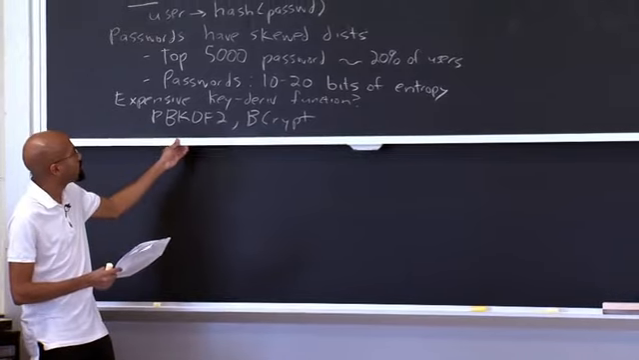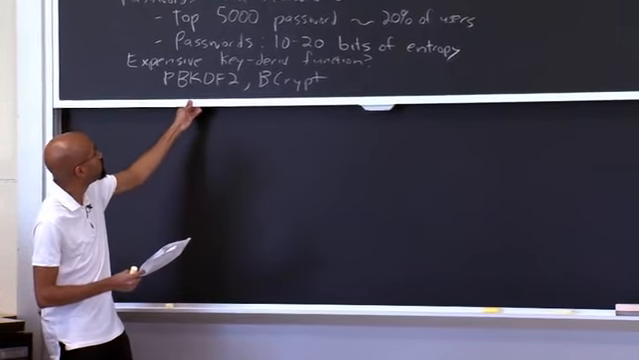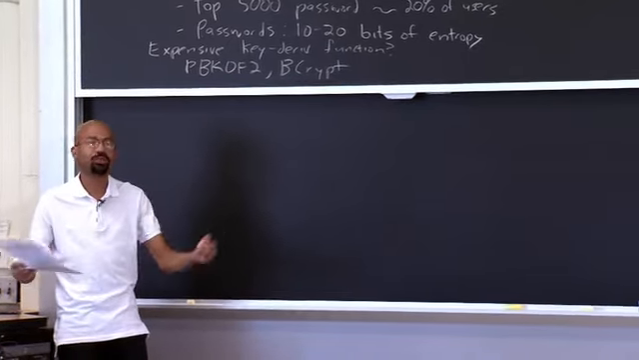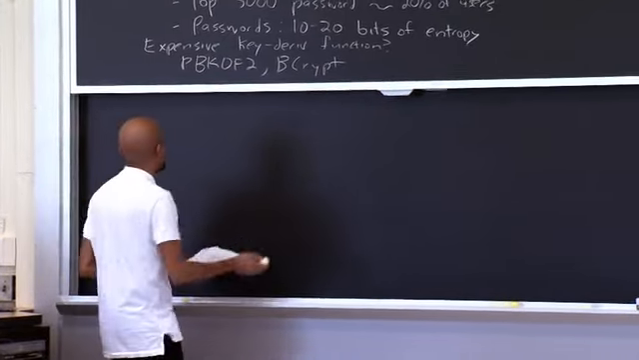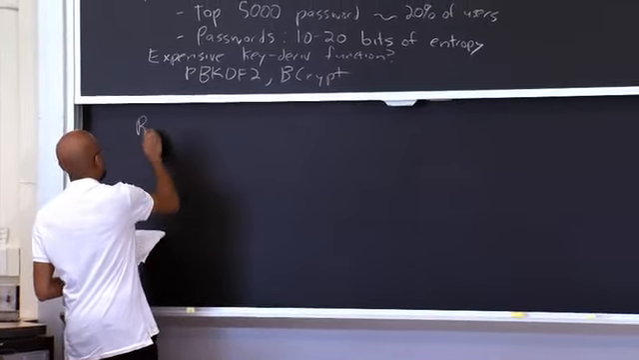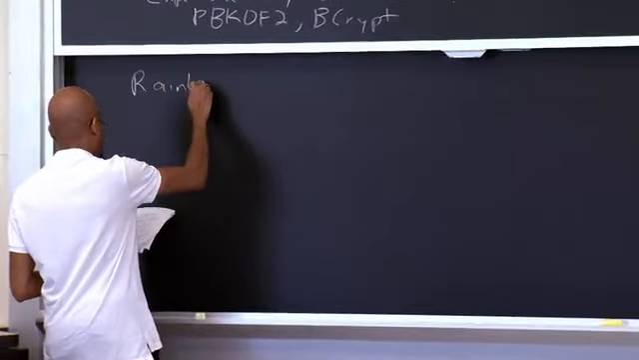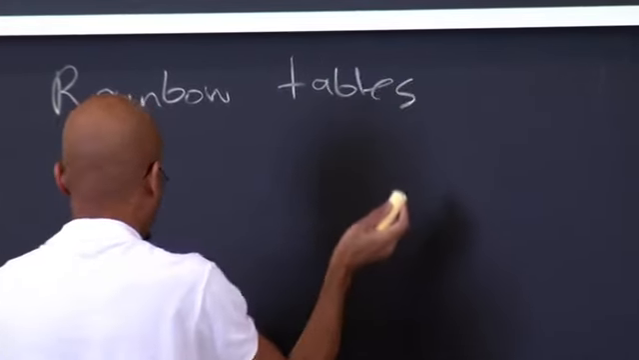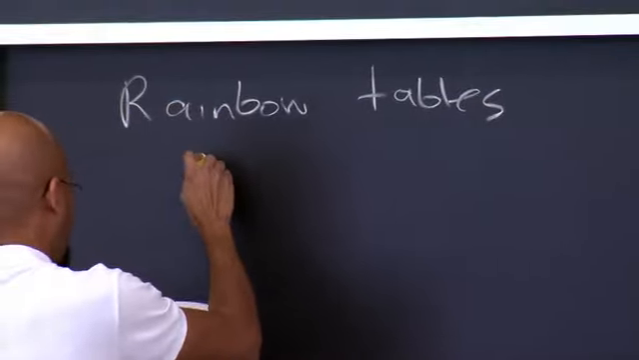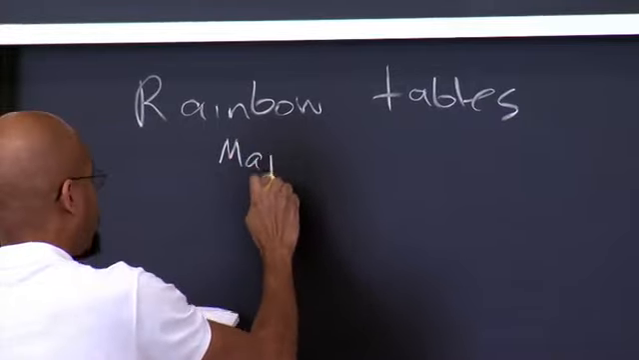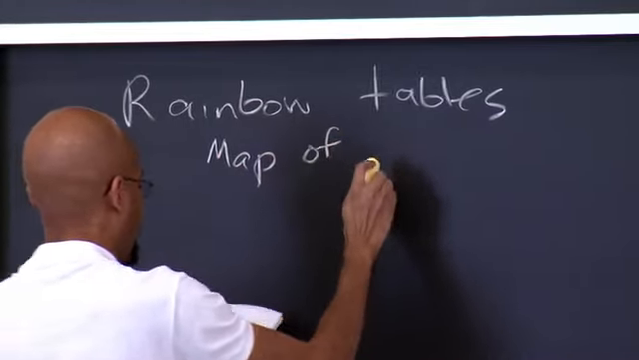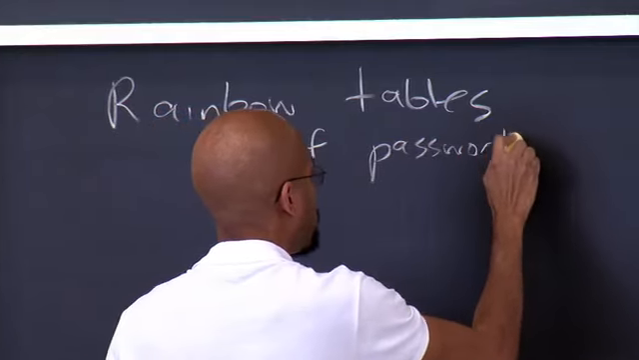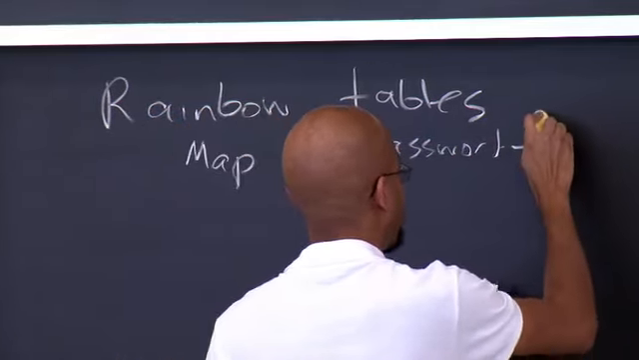So that's all pretty straightforward. So you might say, well, does this solve the problem? Can we just use these expensive key derivation functions and be done with it? This is a security class, so of course, the answer is no. One problem is that the adversary can build something called rainbow tables. And a rainbow table is basically just a map of password to hash values.